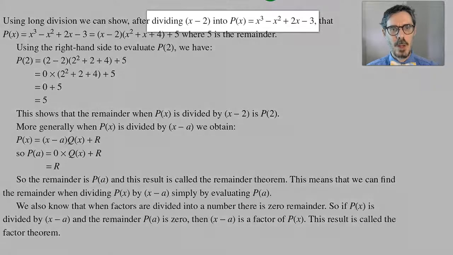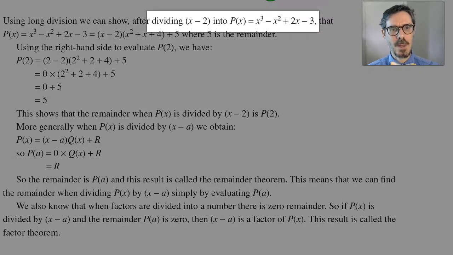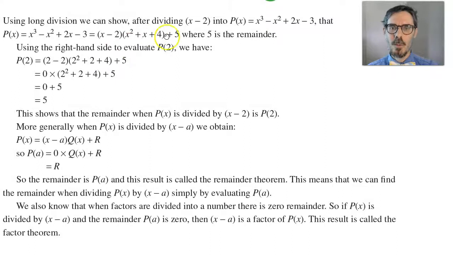Suppose I get my polynomial x cubed minus x squared plus 2x minus 3, and then I divide it by the simple linear factor x minus 2. I end up with this, x squared plus x plus 4, as my quotient, and 5 is my remainder.